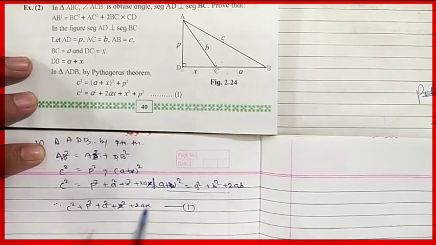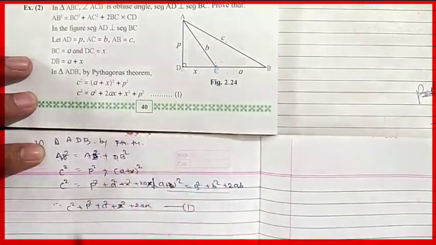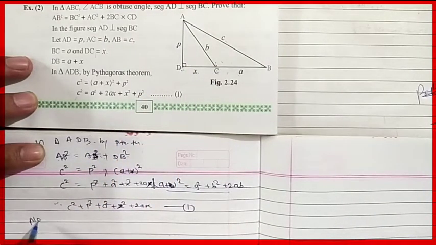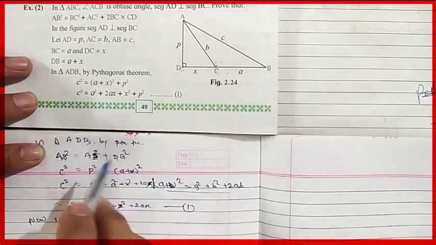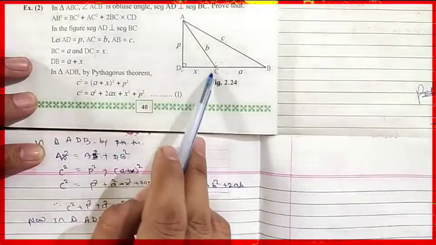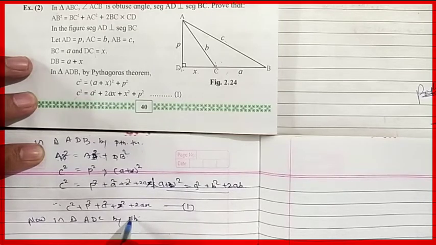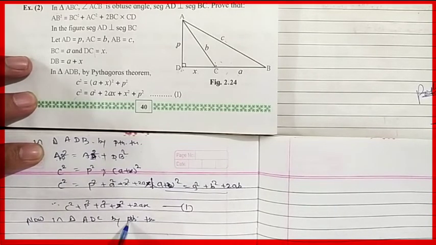Now next, in another triangle ADC. Now in triangle ADC, AC is hypotenuse, that is B. So we can write by Pythagoras theorem. Okay, I am writing like abbreviation, you have to write whole, that Pythagoras theorem.